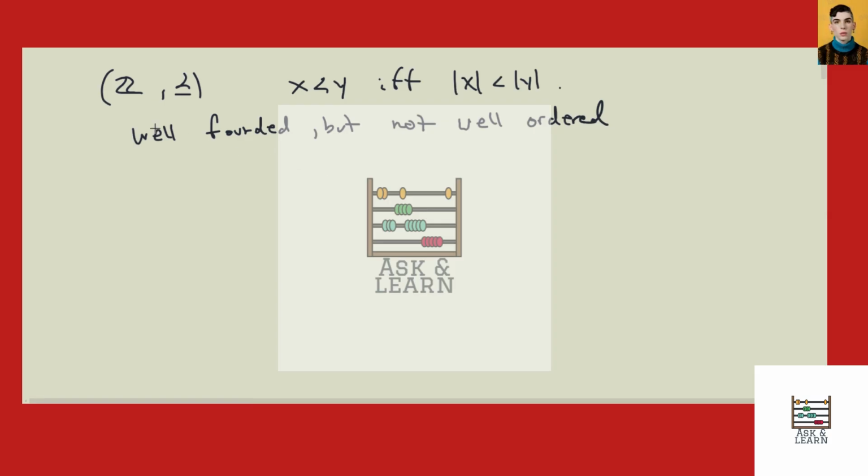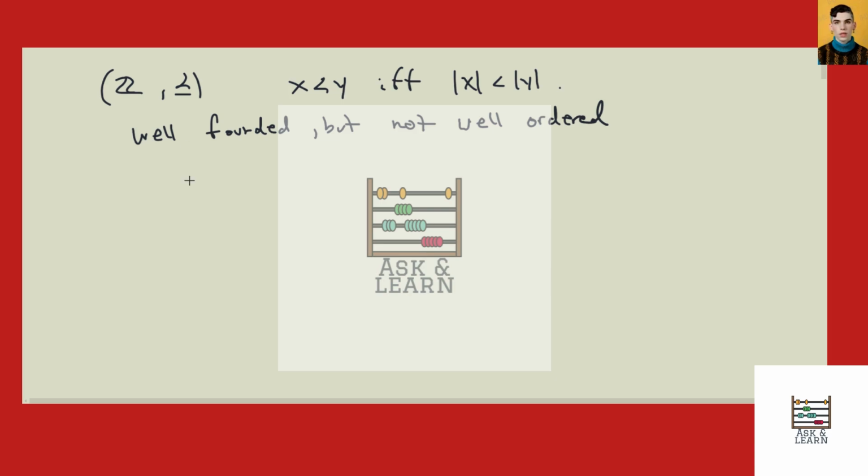So they give us the integers with this ordering where x is strictly less than y if and only if the absolute value of x is less than or equal to the absolute value of y. Okay, so they tell us that they want us to show that this is well-founded but not well-ordered. So well-founded, you can find the definition right above this problem. It essentially just means that there are no infinite decreasing sequences of elements in the poset.